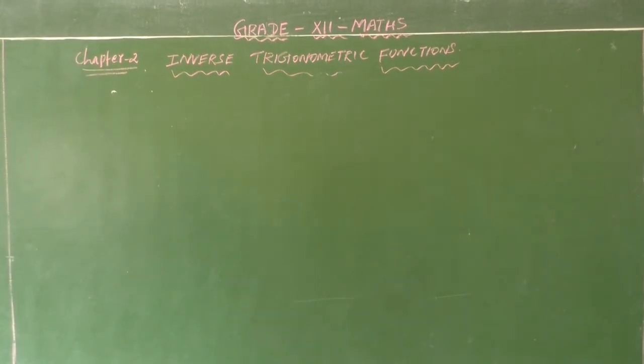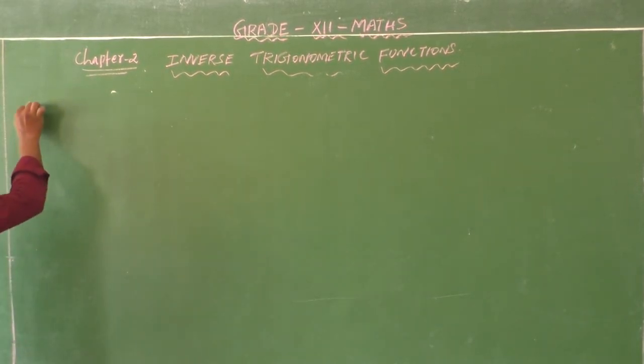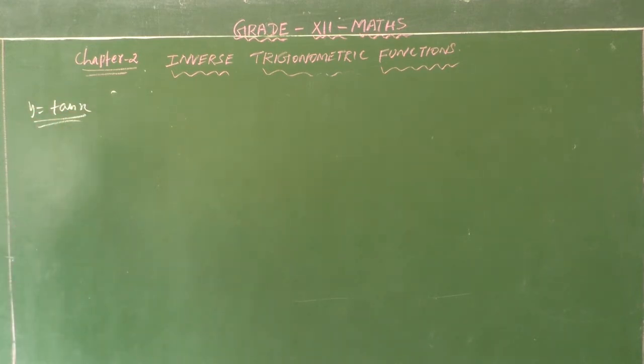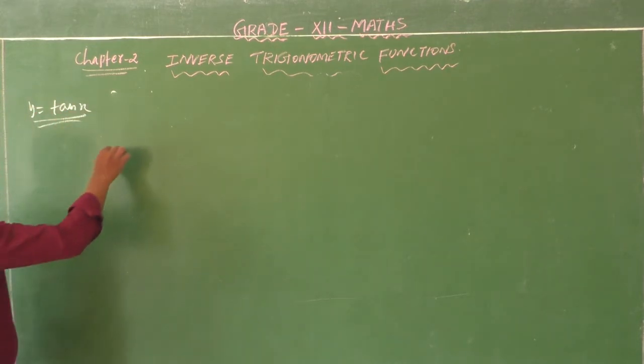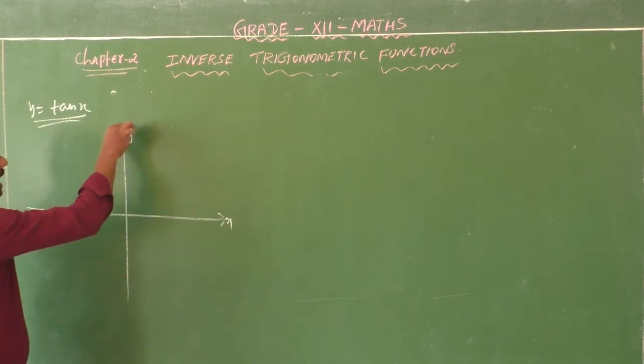Next, the third one: the y equal to tan x curve and y equal to tan inverse x. First, the y equal to tan x curve. Do you know about the y equal to tan x curve? Listen. Draw the curve y equal to tan x.